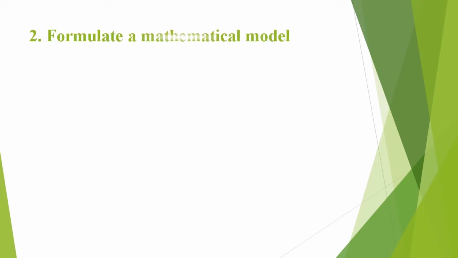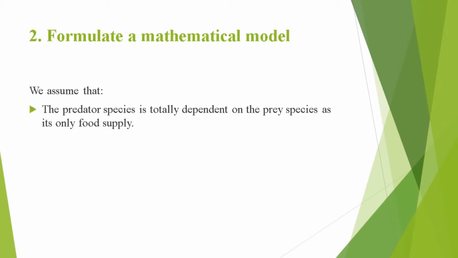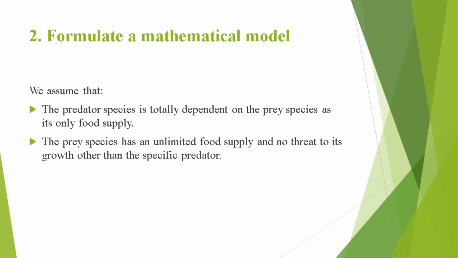Second, we need to formulate a mathematical model. Before that, we need to make some assumptions. First, we assume that the predator species is totally dependent on the prey species as its only food supply. Second, the prey species has an unlimited food supply and no threat to its growth other than the specific predator.